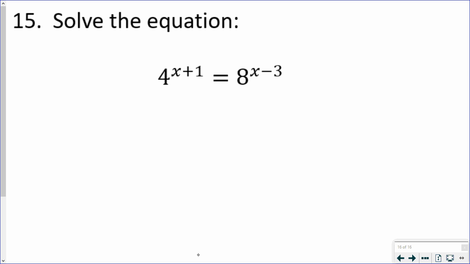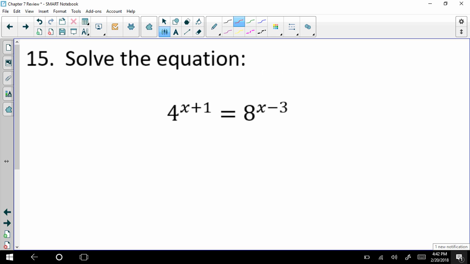Okay, time's up. All right, on this last one, there's no way you can keep a base of 4 because 4 to the first power is 4 and 4 to the second power is 16. So there's no way you can do 4 to some power to make it equal 8. So this is one where we have to change the 4 and we have to change the 8 so that we have like bases. Well, 4 is 2 squared and 8 is 2 to the third power. And then the rest of it stays the same. So we have x plus 1 equals, and then x minus 3.